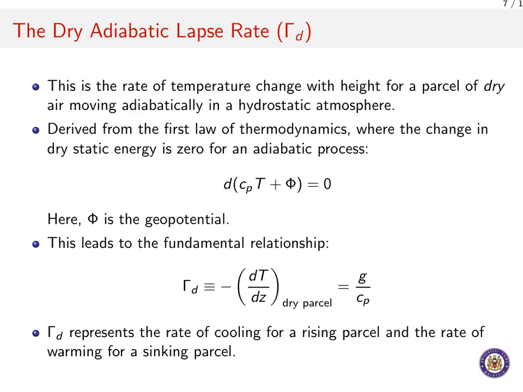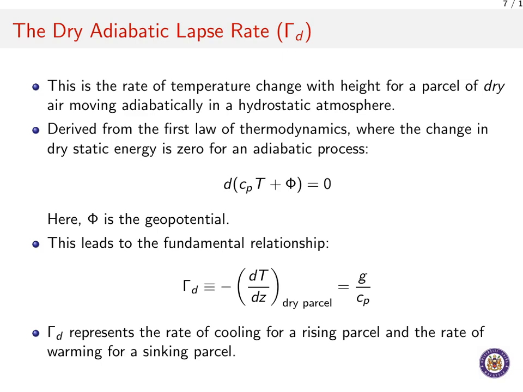The process is adiabatic. We derive this from the first law of thermodynamics, applied to an atmosphere in hydrostatic balance. Essentially, we state that the dry static energy, which is the sum of enthalpy C sub p times T and geopotential phi, remains constant for this process. This leads us to a beautifully simple relationship. The dry adiabatic lapse rate gamma sub d, which is defined as the negative change in temperature with height for the parcel, equals the acceleration due to gravity, g, divided by the specific heat capacity of dry air at constant pressure, C sub p.